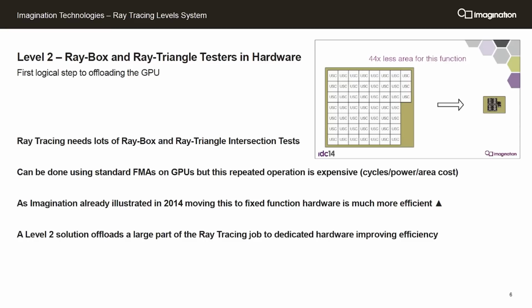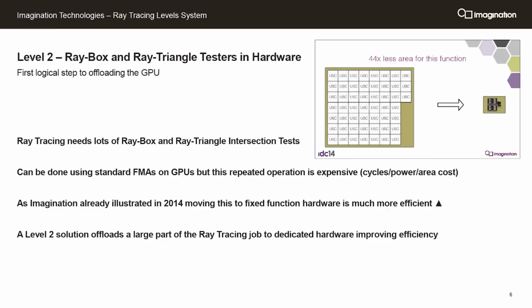Now, Imagination have basically worked out that you can build some very specific ray box and ray triangle testing hardware that's not your normal shader core. It's a special piece of hardware, and it can be up to 44 times smaller than what you need if you were trying to do this using a traditional shader core. So if you do have special hardware, you can do ray box and ray triangle testing in hardware efficiently, and you can do it at high performance and with less silicon area.